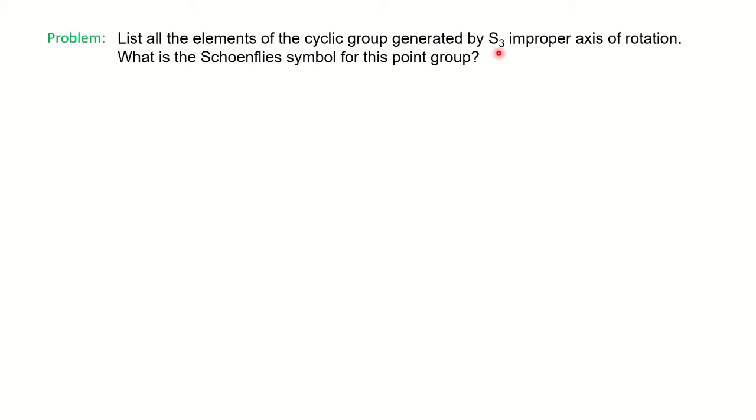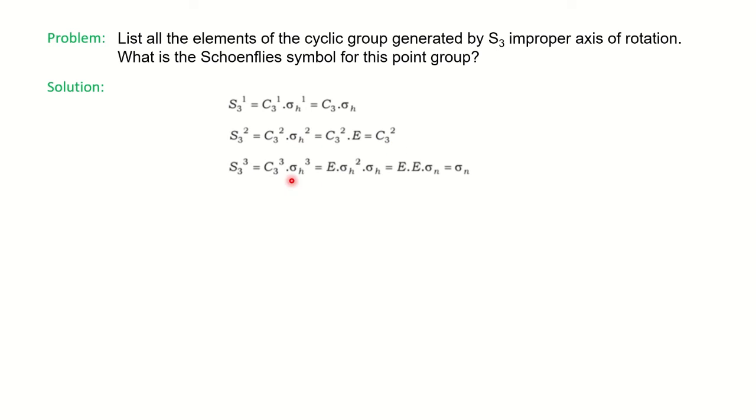Next question, where they are asking for the S3 improper axis and what will be the point group for this Schoenflies symbol. So first we will see it the same way as we have done for S5. You can notice you cannot reduce it further. S3^2 is C3^2 and sigma h^2 is again identity, so you will end up with C3^2.